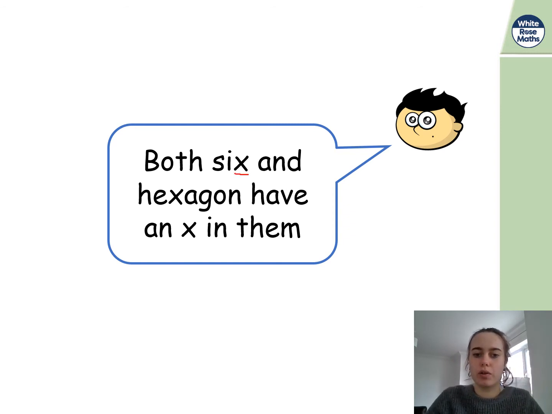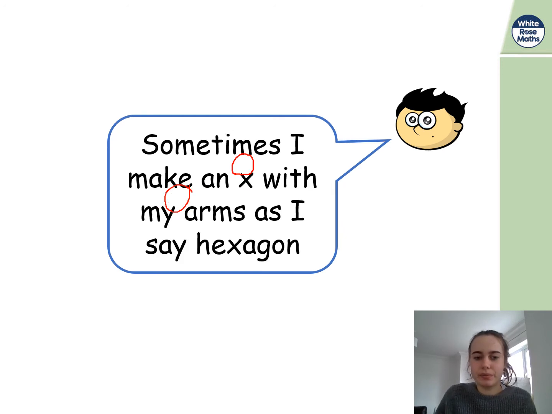Notice how both the word 6 and the word hexagon have an X in them. So that can help you remember. If you see a shape with 6 sides, it is actually called a hexagon, which also has a X in it as well. So sometimes to help us, we can put our arms together, a bit like a multiplication sign, like an X, and say hexagon, and that will help us remember it's got 6 sides.